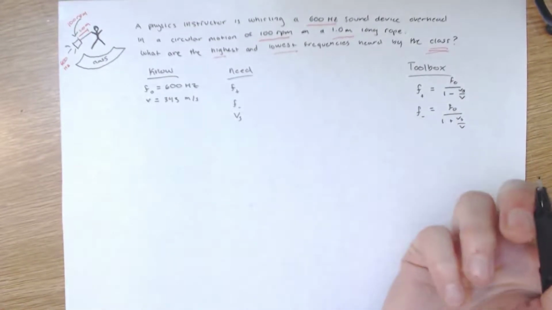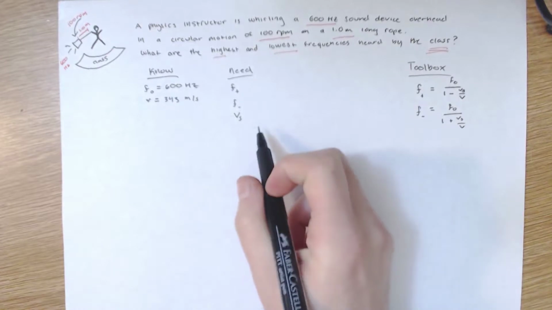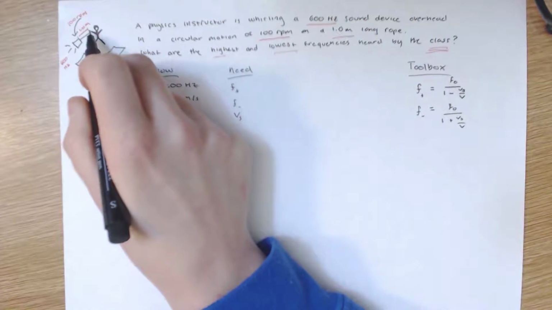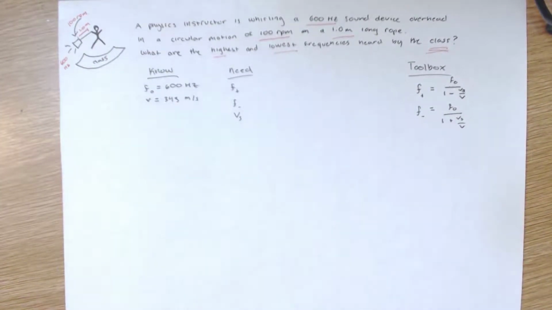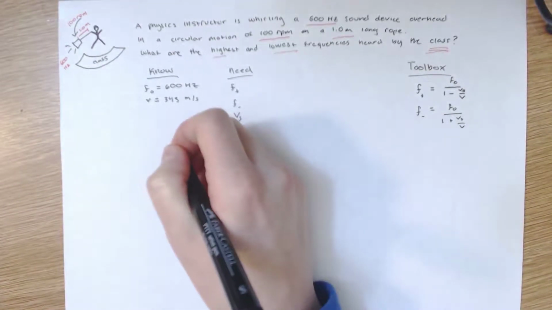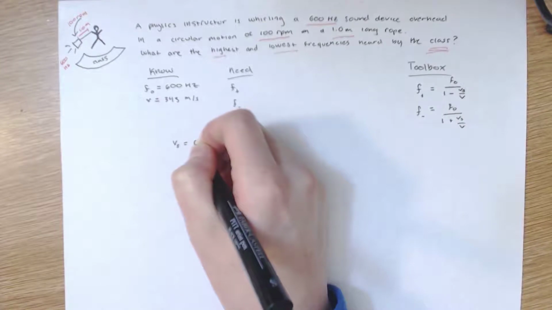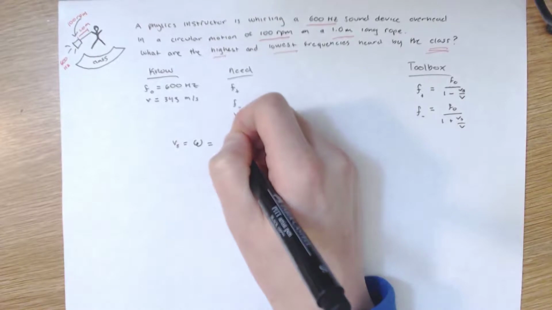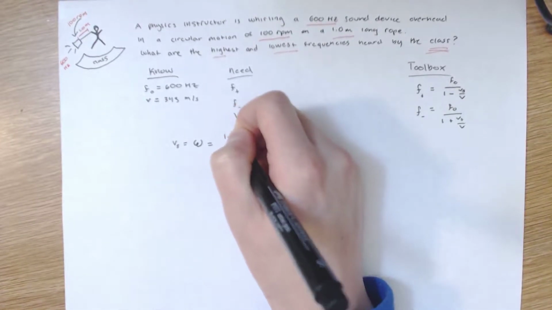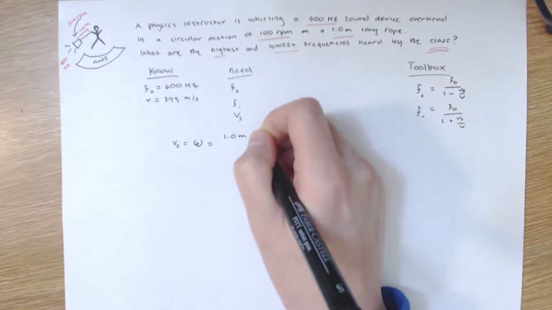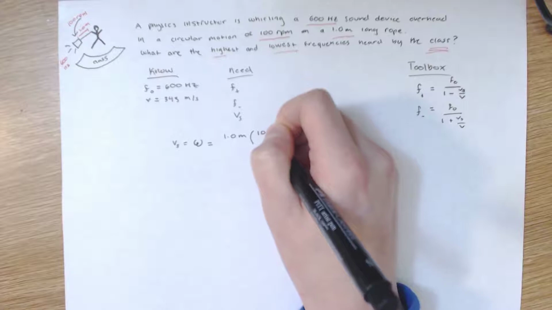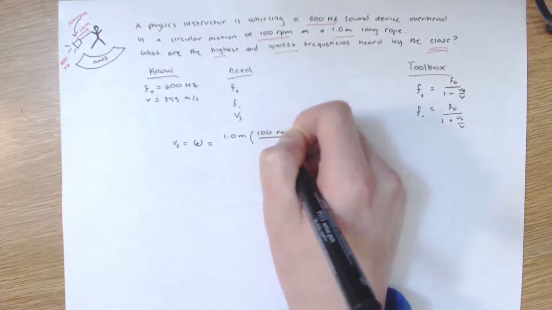So V sub S means the velocity of our sound device. So our sound device is traveling in a circular motion with a radius of 1, so we can't really just use 100 revolutions per minute. We have to convert it to an angular velocity. So our V sub S will be an angular velocity, which would be our radius, or our 1.0 meter long rope, times our angular speed, which is 100 revolutions per minute.